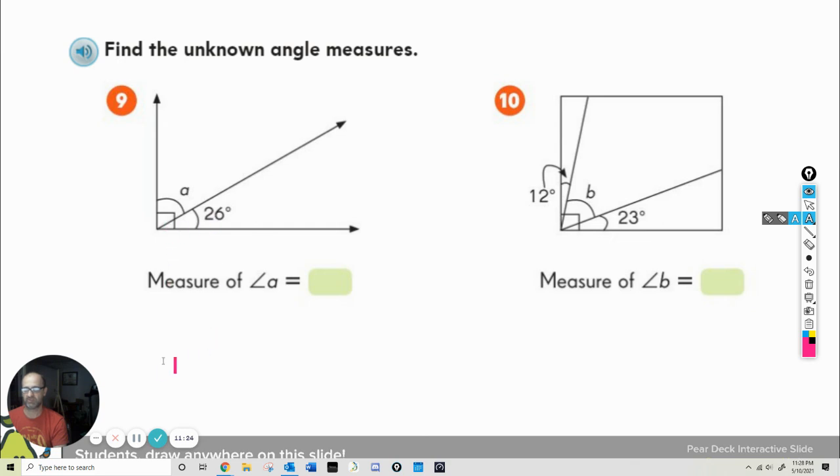All right, you've got a right angle, part of which is 26 degrees. 90 minus 26 equals 64. 64, like I said the first time. 64 degrees. For this one, you're going to do 90 minus both the 12 and the 23. 12 and 23 is 35. 90 minus 35 is 55 degrees. Boom.